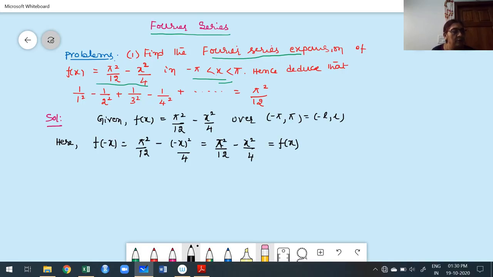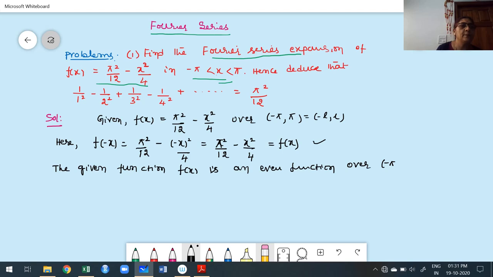For an even function, which value is 0? Bn is 0. You must and should write these steps. Suppose you have not written these steps properly and simply write Bn is 0, therefore f of x equals like that, you are going to lose the marks. You must and should write in the proper way. The given function f of x is an even function over the interval minus pi comma plus pi.